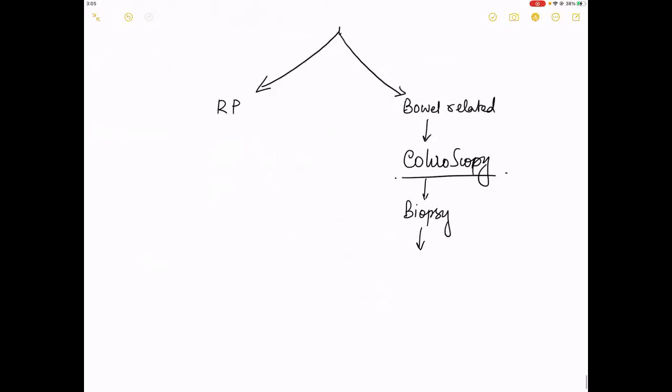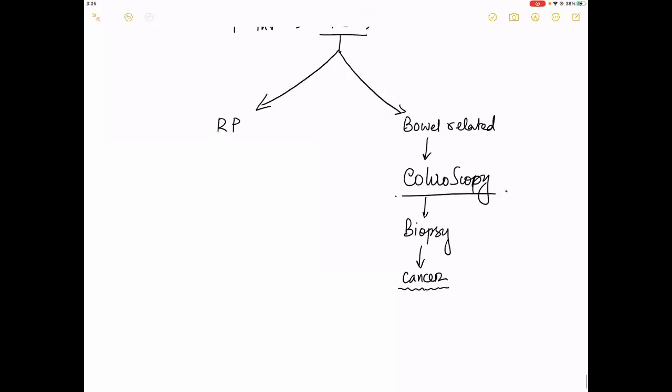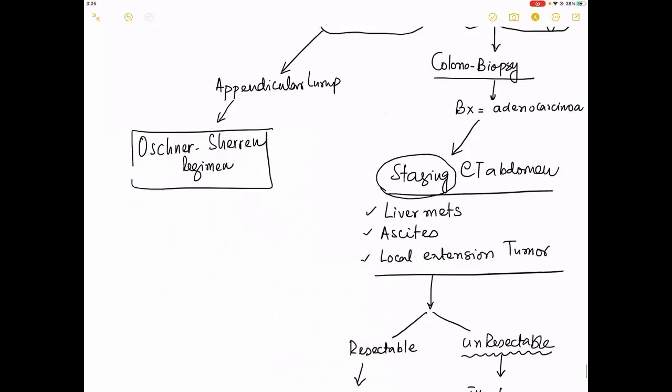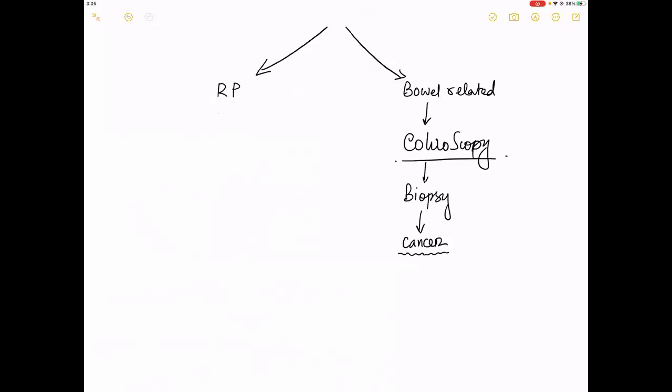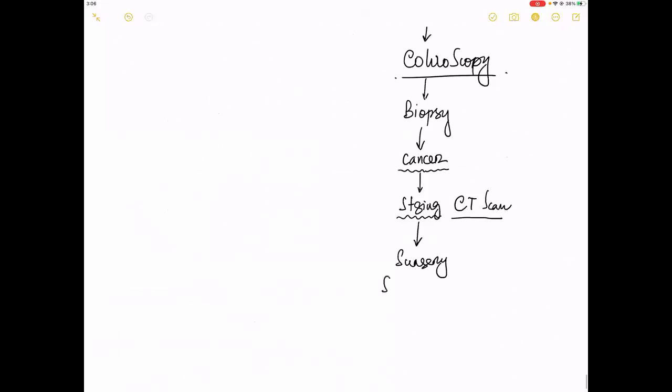After the biopsy, if it comes out to be a cancer, what is the next thing that I have taught you to do? No, absolutely not. Staging. Confirm, stage, then treat. Staging by doing what investigation? CT abdomen, and then followed by the surgery. In this case, if there is a cancer in the sigmoid colon, what is the surgery called? Sigmoidectomy.